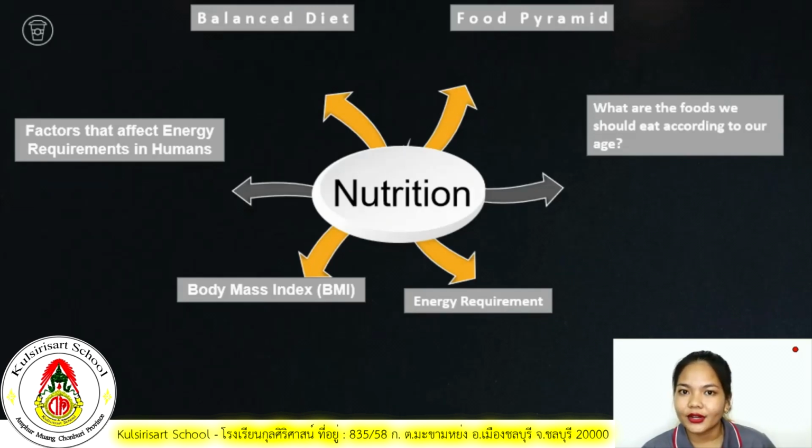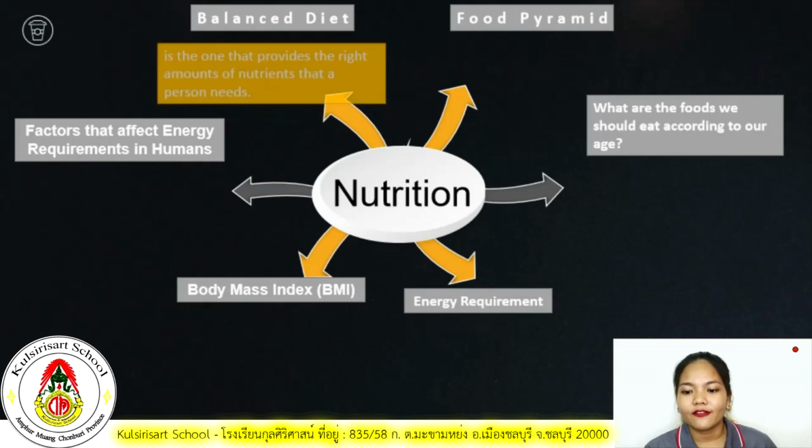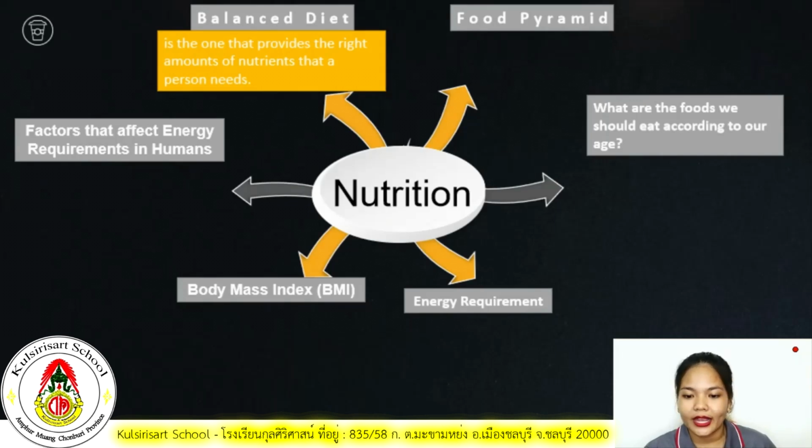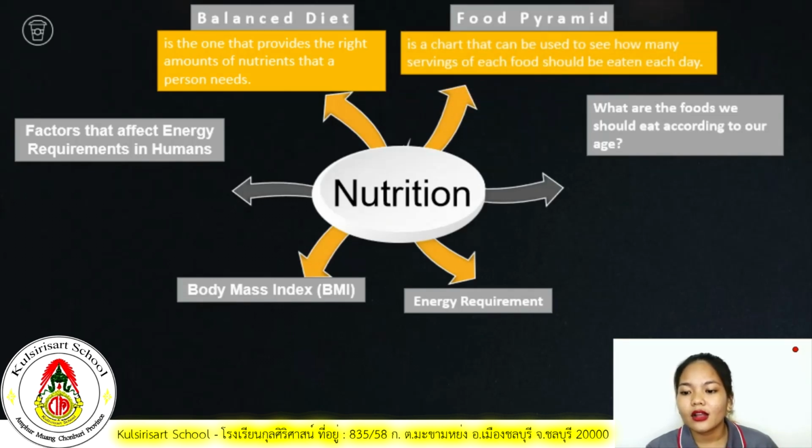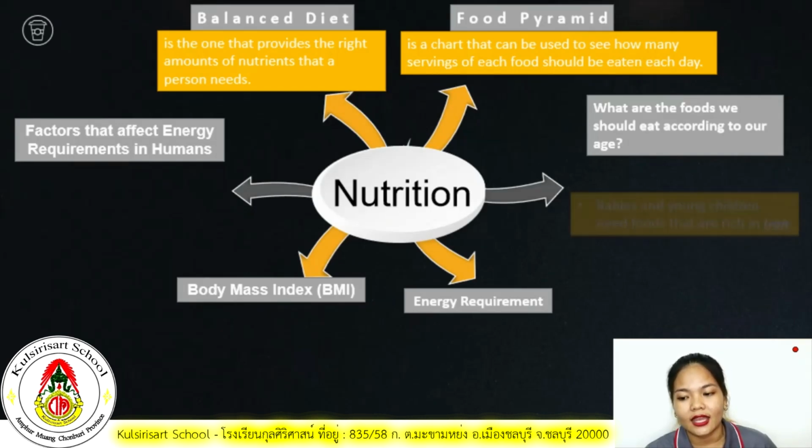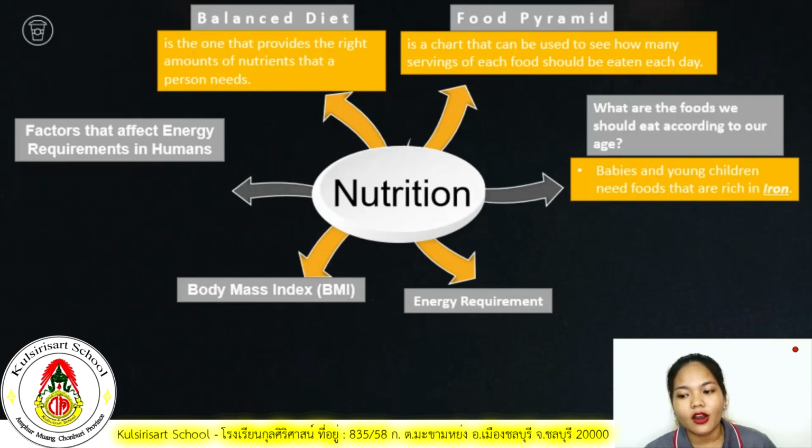And now let's have a recap on the things that we've learned. First off, we defined what is a balanced diet, wherein we said that it is the one that provides the right amounts of nutrients that a person needs. We also discussed the food pyramid. A food pyramid is a chart that can be used to see how many servings of each food should be eaten each day. We also discussed what are the foods we should eat according to our age.